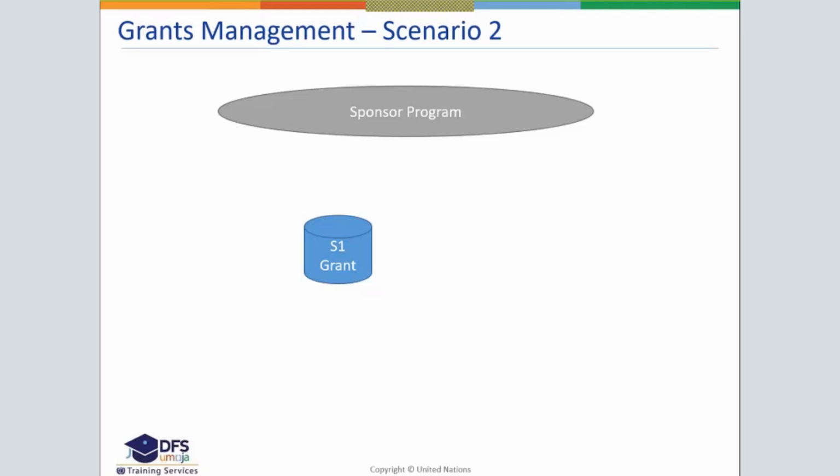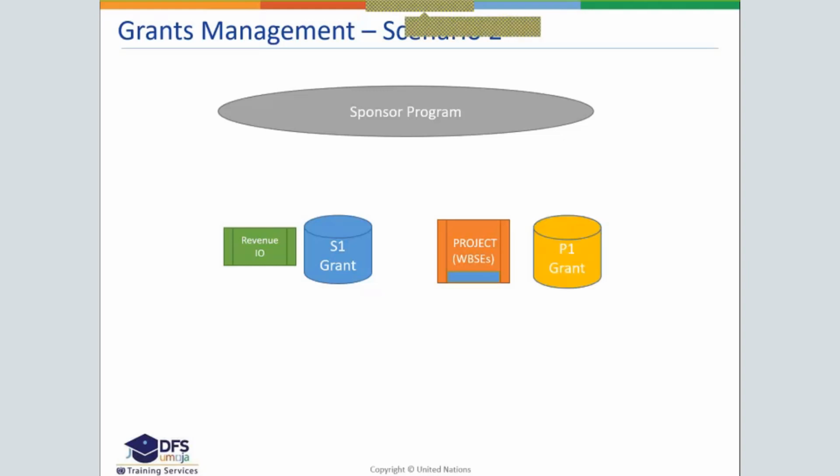What else? Do we have an implementing partner in place? Yes, we have an implementing partner in place. So we will have a P grant involved. How do we track the revenue here for the S grant? With the revenue internal order. And how do we track the expenditures for this, let's say, scenario with a project?